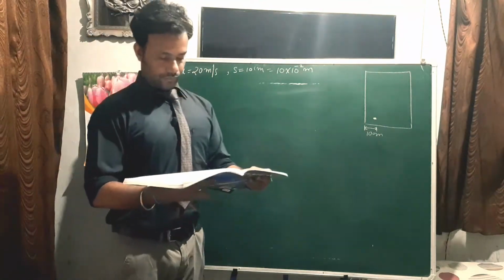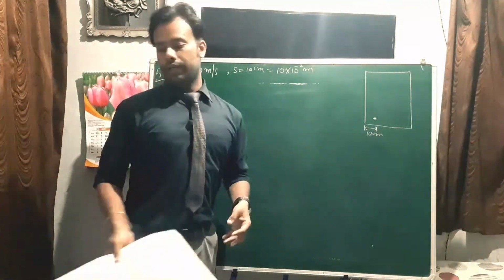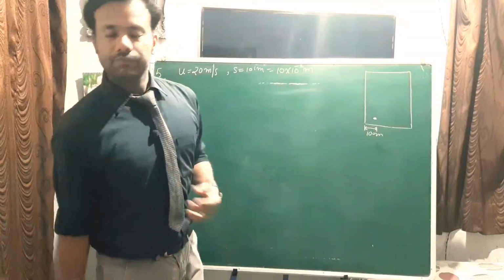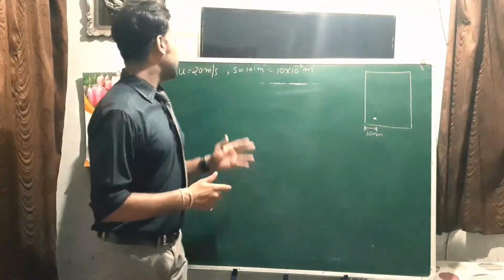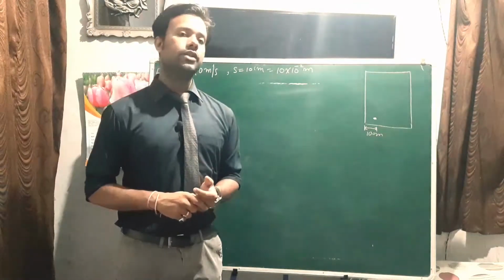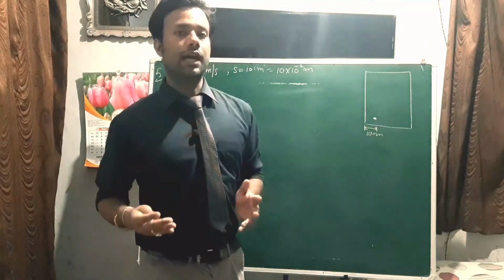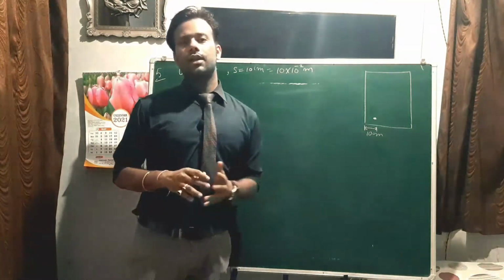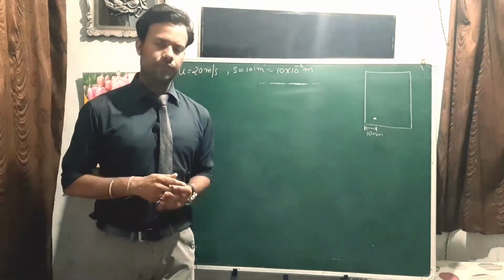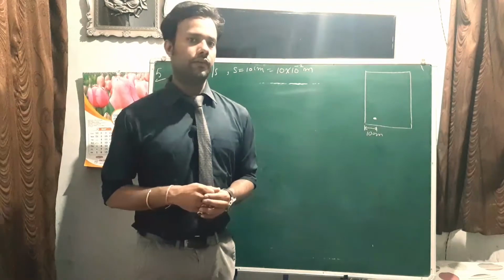Now, calculate the retardation caused by the target. Obviously, initially the bullet was moving with very high speed, 20 meter per second, but now it comes to rest. I told you that whenever a body comes to rest, that means the body has some retardation. Retardation is basically negative acceleration. So when we calculate the retardation, it will be negative.